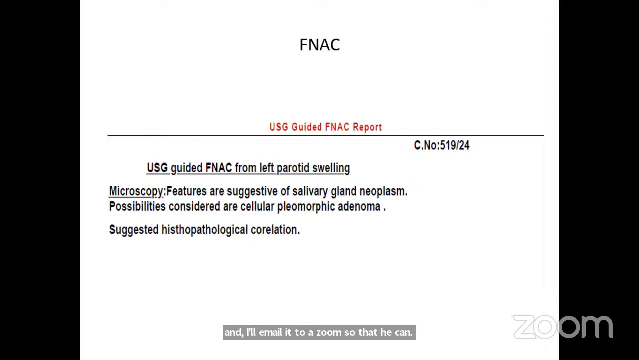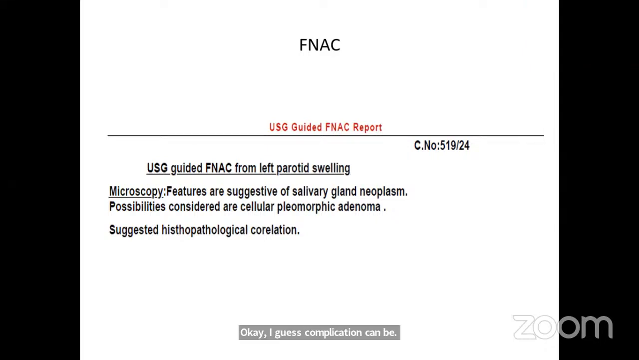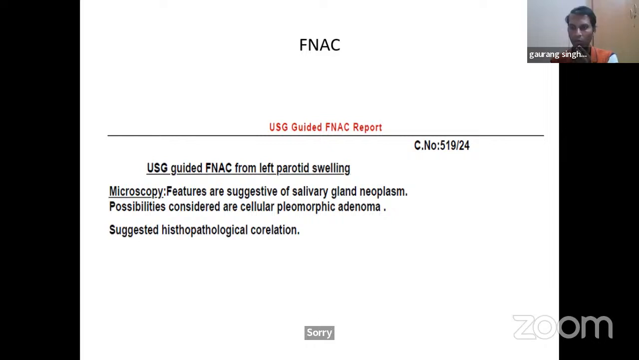Like Madam had said, what are your complications? Let's assume you're dealing with a pleomorphic adenoma and doing a superficial parotidectomy because of the size. You don't want to leave behind tissue. What are your complications of parotid surgery? The earliest complication can be hematoma. Earliest complication, immediately post-op? Yeah, hematoma.